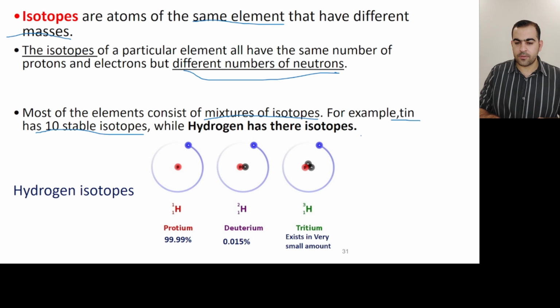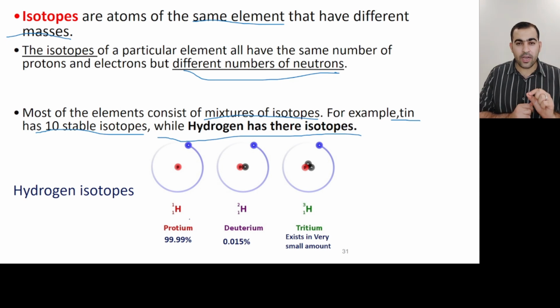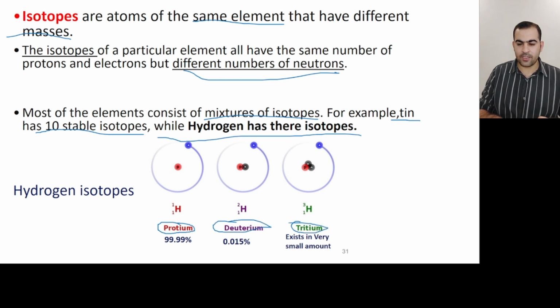Hydrogen has 3 isotopes. It is important for you to know their names. Only hydrogen isotopes have specific names. Others do not. Next slide, we're going to talk about how we can name them. Protium, deuterium, and tritium.